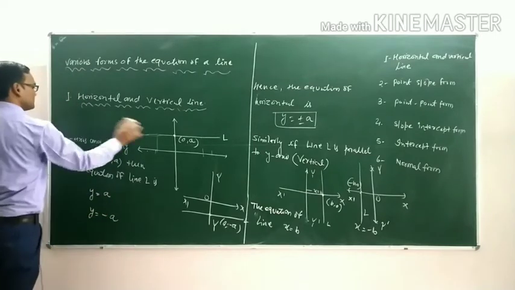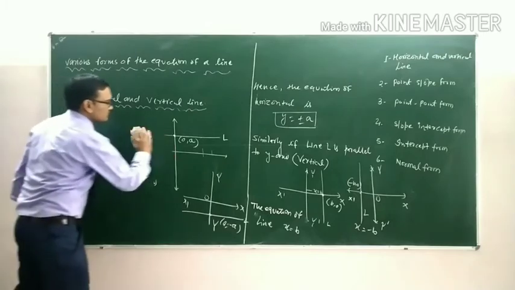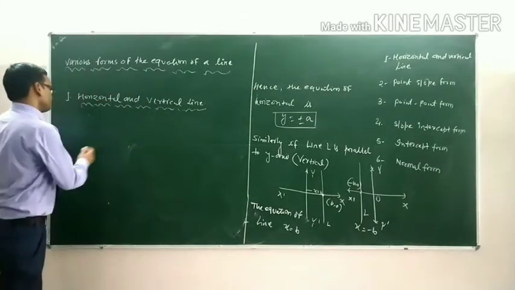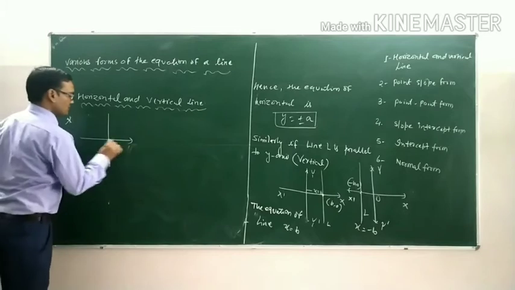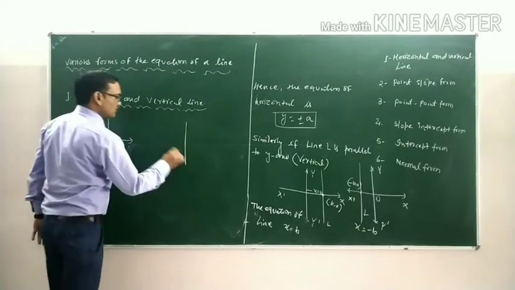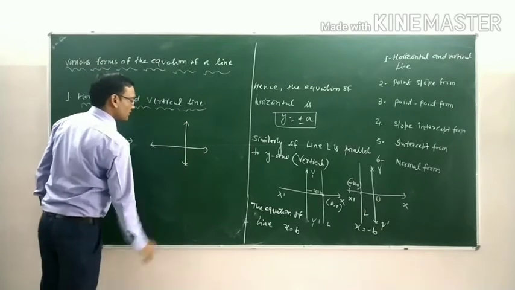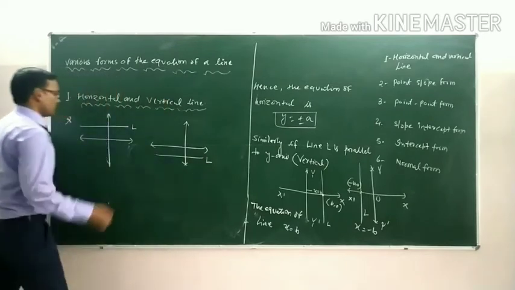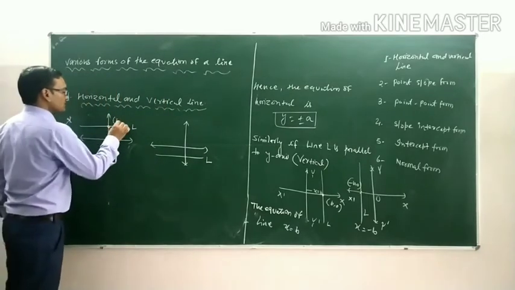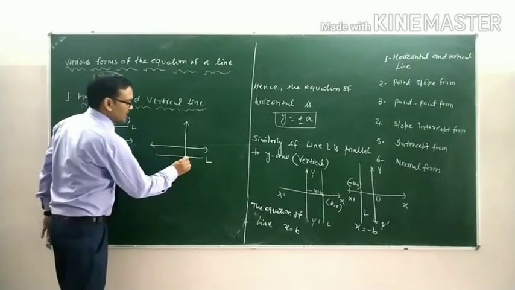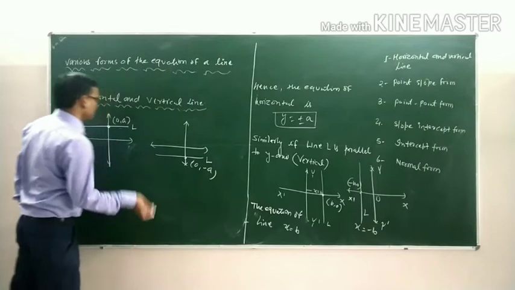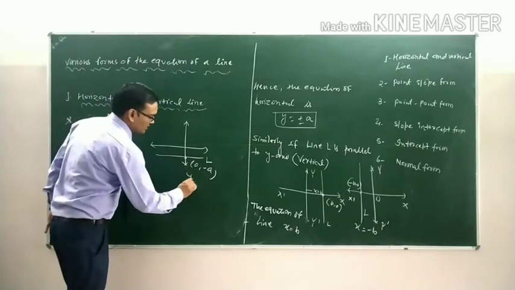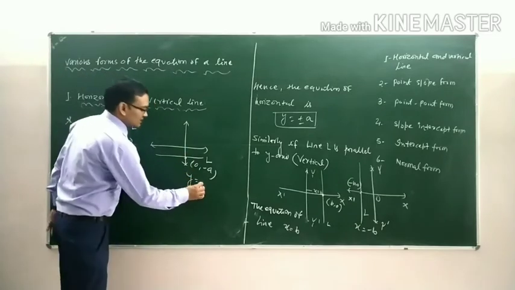Okay students, there are 4 conditions. If the line is a horizontal line, that means line L, and here line L, passes through the point (0, a), and here the line passes through (0, minus a), in this condition the equation of the line is y equal to a, and in this condition the equation of the line is y equal to minus a.